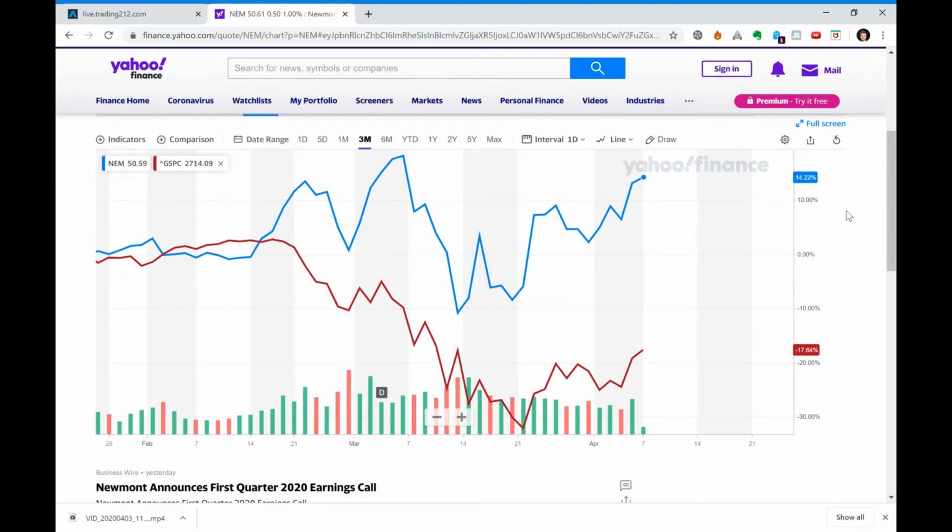And why is there an inverse relationship between stocks and gold? The reason is because when investors see economic uncertainty, they like to flood into safe haven assets, the likes of bonds and gold. And since coronavirus has come around, you can really see here that investors have flooded into gold, and it's made the price of gold increase.